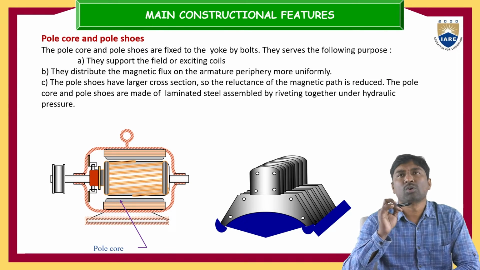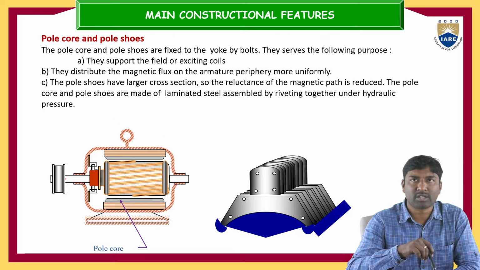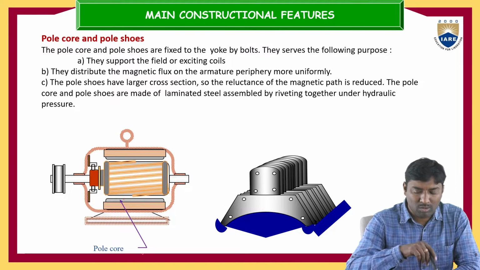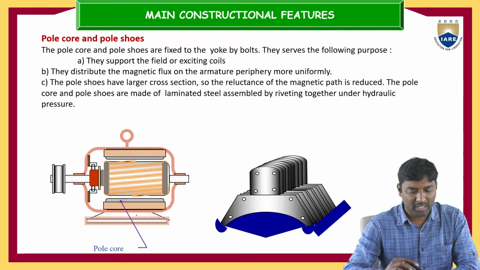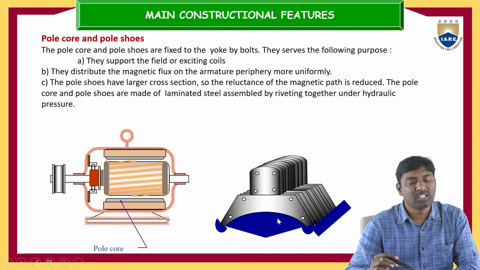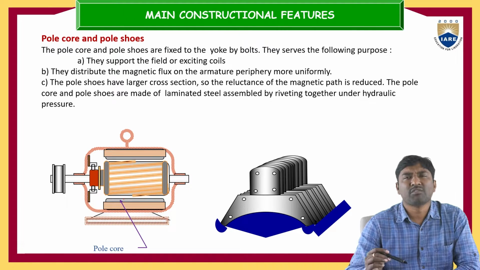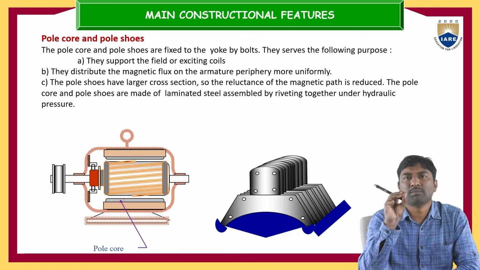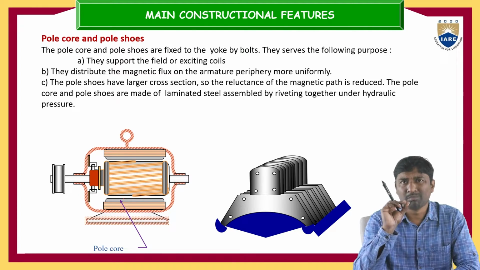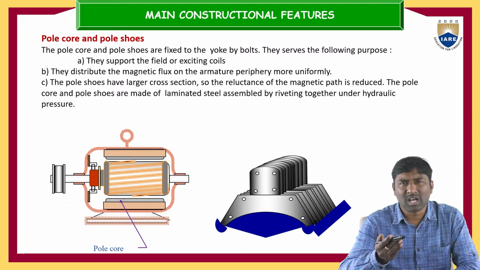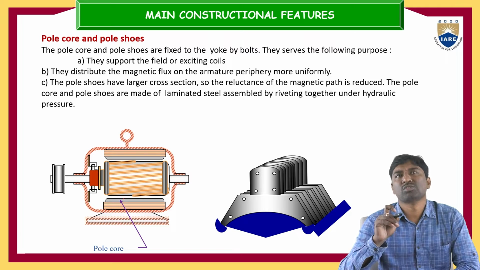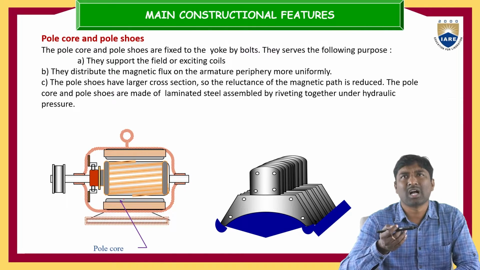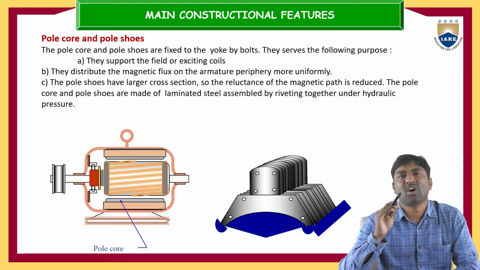Next, pole core and pole shoe. You can observe this is the closed circuit diagram. In this we have the pole core, like this. This is the pole core and these are the pole shoes. This pole core and pole shoes are fixed to the yoke by some bolts. There are some advantages in using the pole core and pole shoes, and also it supports the field coils or exciting coils.